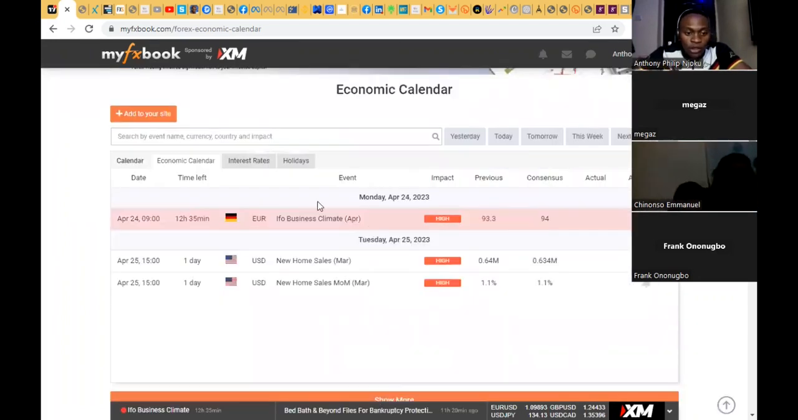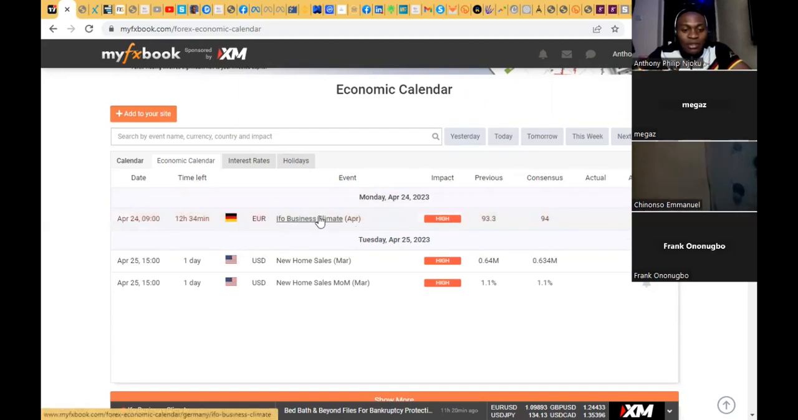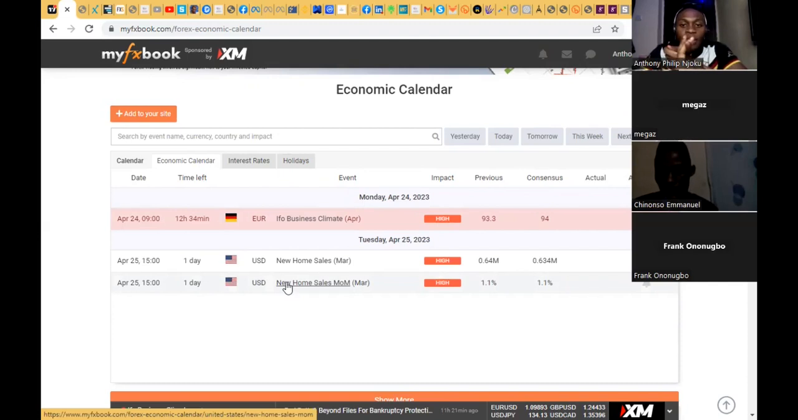So tomorrow, Monday, we have Euro by 9 a.m. Euro news Monday. This has high probability of pushing the euro to the upside. This is IFO business climate. This is a company financial report, and it has high impact in the market. Three things that affect the market fundamentally: one, company financial reports, two, economical news, and three, government reports.